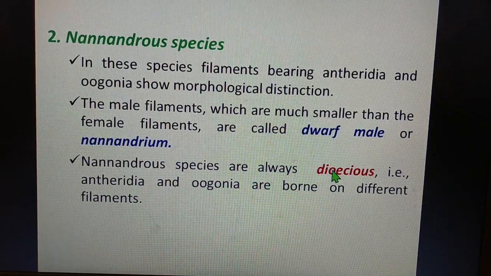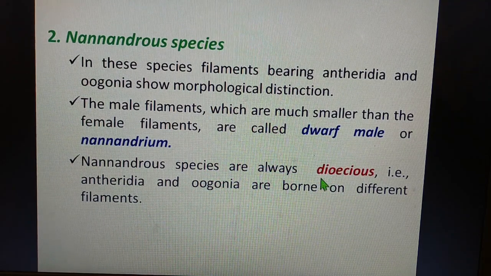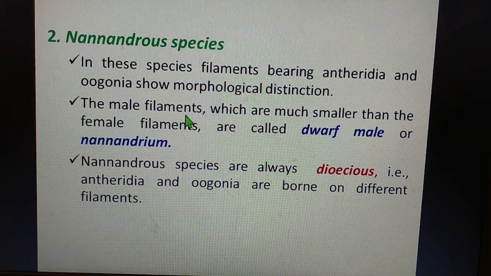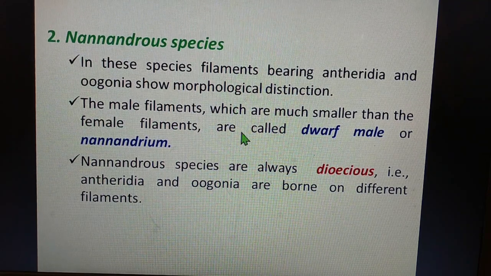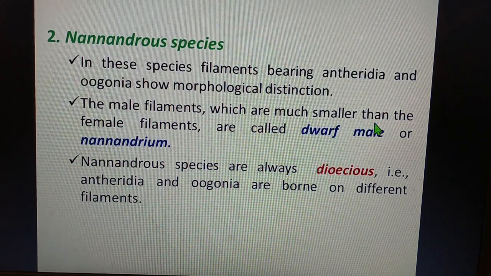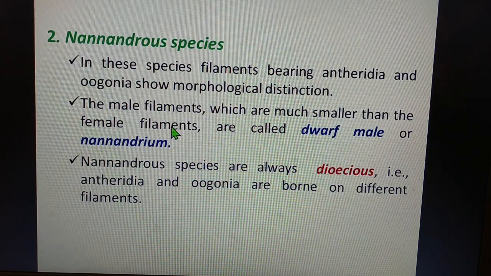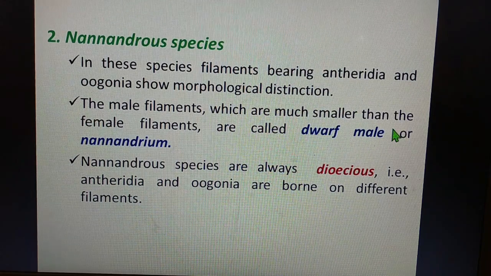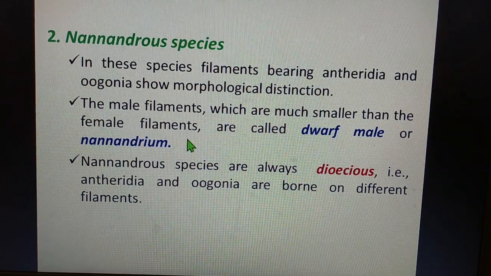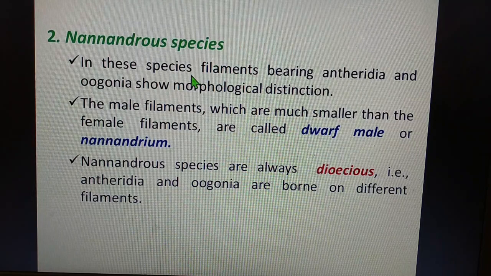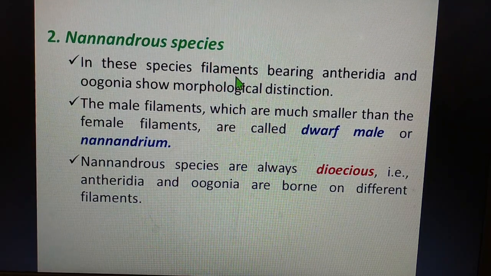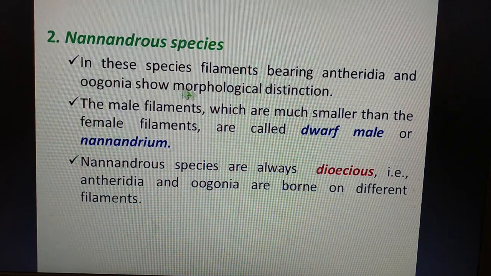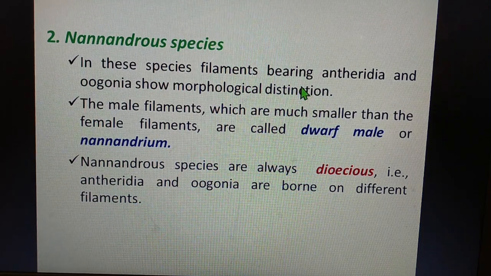Okay, they are not monoecious, but there are some exceptions which we will see later. Now, in the case of nanandrous species, the male filaments are much smaller as compared to the female filaments, and therefore they are referred to as the dwarf male or the nanandrium. And in these species, the filaments bearing the antheridia and the oogonia show morphological distinction.